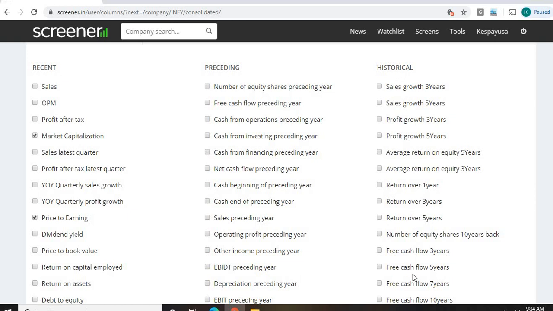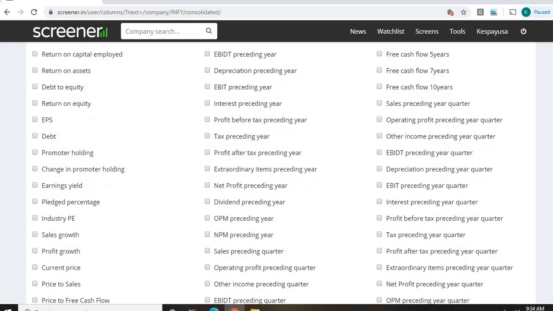Historically, all data for the last 5 to 7 to 10 years will be there, the preceding number of equity shares, preceding year free cash flow, sales, every piece of information is there. This is recent data: price to book value, dividend, how much they have given, return on assets, a lot of things are there. So here I want to mention 2-3 important factors.